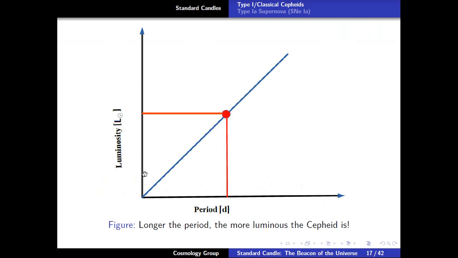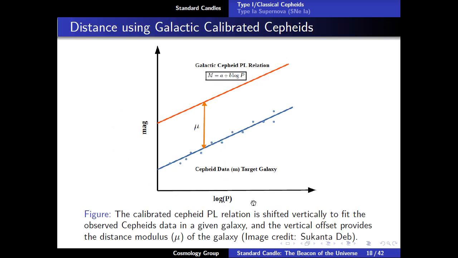This figure shows the Leavitt law, in which the luminosity of the star increases as the period increases. And Cepheids can basically be used to determine distances to nearby galaxies. So this is basically the absolute magnitude of the Cepheids in our own galaxy, and these blue data points show the Cepheids observed in some other galaxy, which we call a target galaxy, and these are nothing but the apparent magnitudes.